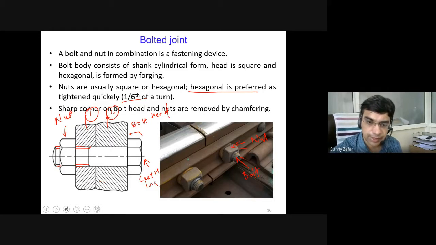So what is shown here are basically the square nuts. Okay. Additionally, there is a washer here, which I will discuss in a while. What is the use of washer? So a washer is also provided here in this joint.